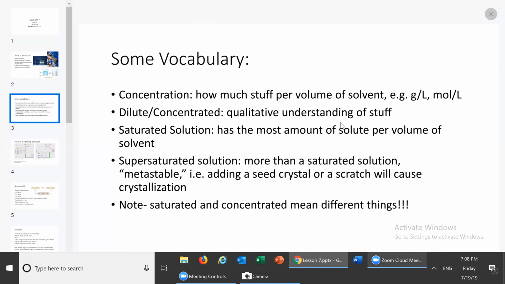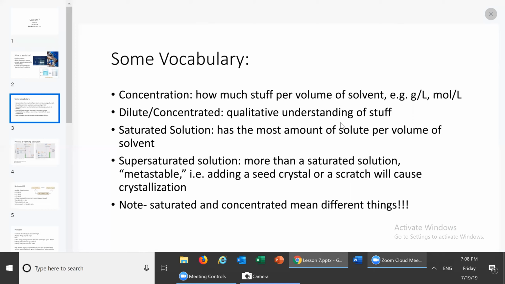Okay, so a saturated solution is a solution in which you have the maximum amount of solute per volume of solvent. If you've ever dissolved sugar or salt in water, you keep on adding it and all of it dissolves until a certain point. At that point, no more salt or sugar will be able to dissolve, so the solution is what you would call saturated. And we also have what are called supersaturated solutions. In a supersaturated solution, you have more than the maximum, so more than a saturated solution.